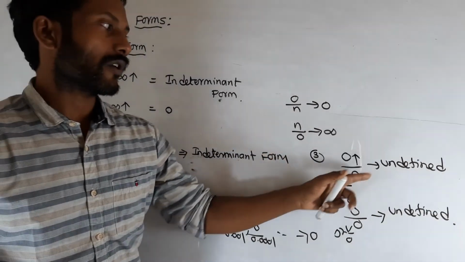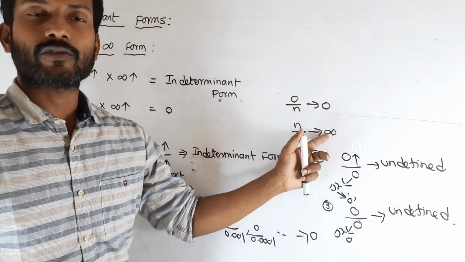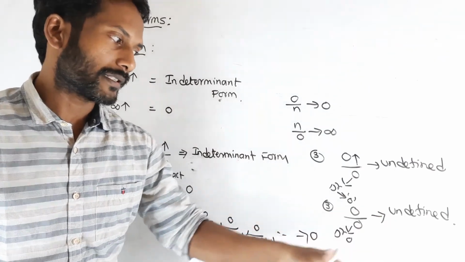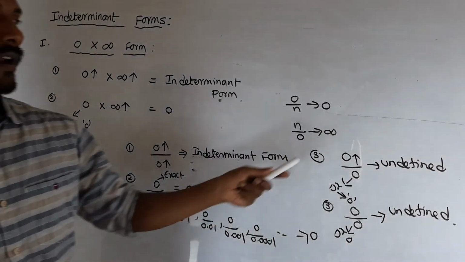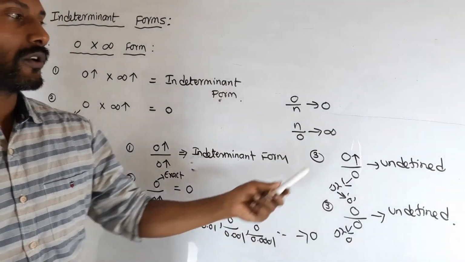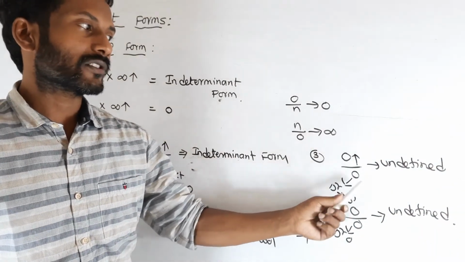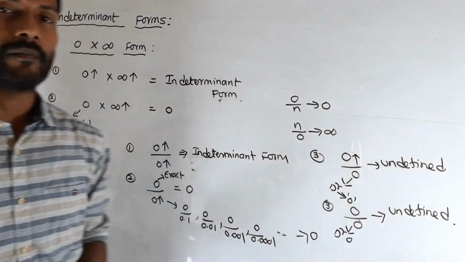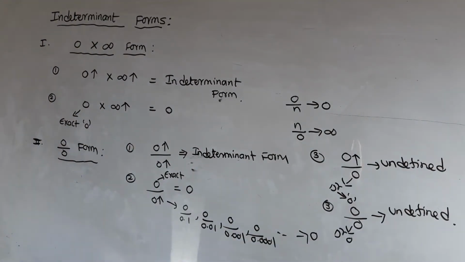Next, denominator 0 is undefined, and 0 by 0 is undefined. It means these two are indeterminate forms: 0 approaches 0 by exact 0, indeterminate form, and 0 by 0 is also an indeterminate form. I hope this is clear.